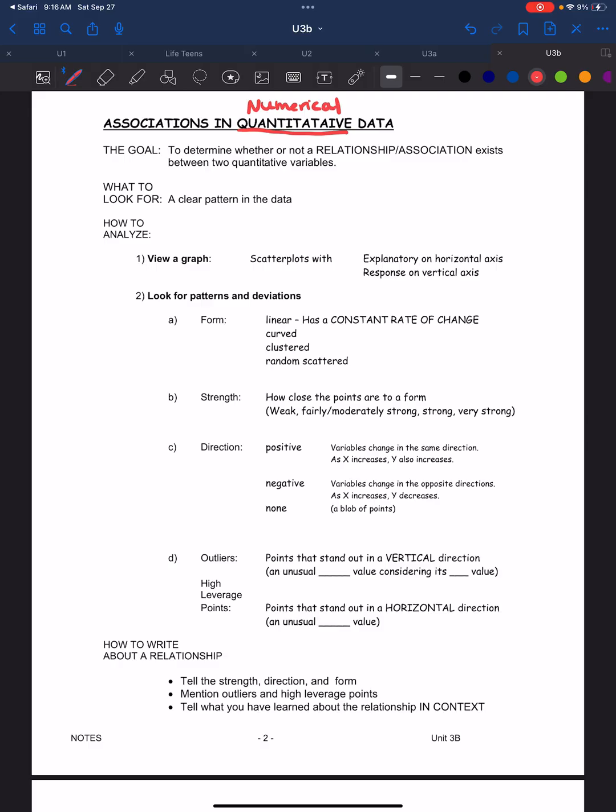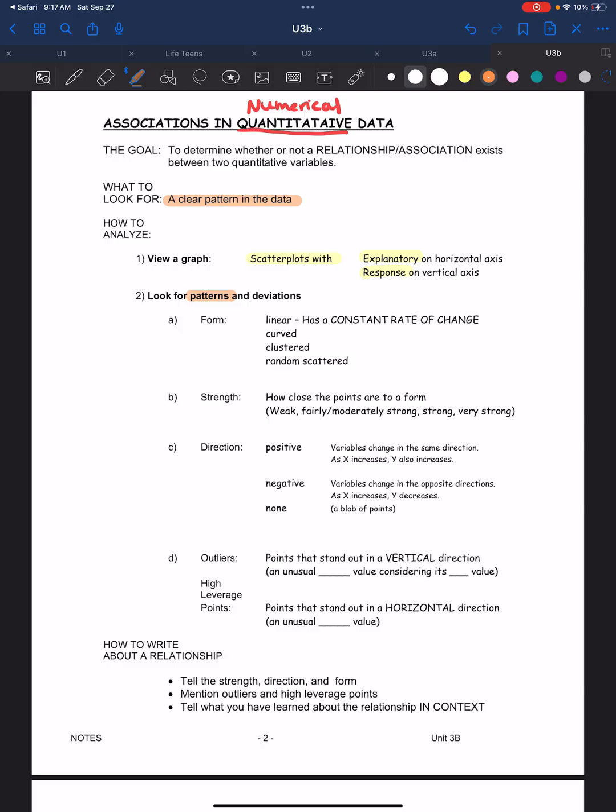Associations in quantitative data. Our goal for this unit is to determine whether there's a relationship between two quantitative variables. How we're going to do that is we are going to make sure that there is a clear pattern in the data. In this unit, we're going to be looking at scatter plots a lot. We'd first look at the scatter plot and see what's going on. We've talked about having our explanatory and response variables, so we'll see those. The whole thing is to see if there are patterns.